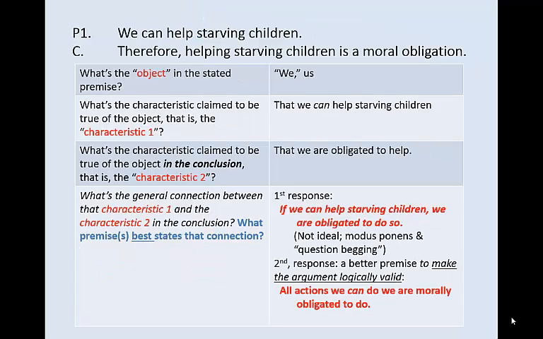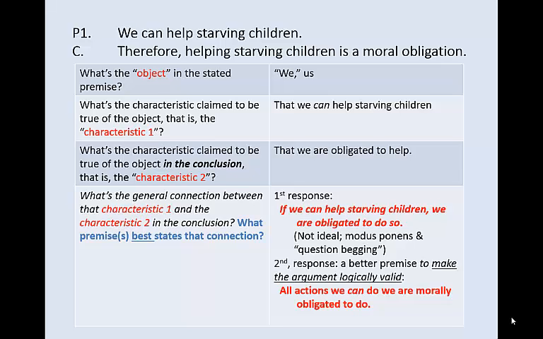All right, next example. We can help starving children. Therefore, helping starving children is a moral obligation. So what's the object? Us, we. What's the characteristic? That we can help starving children.